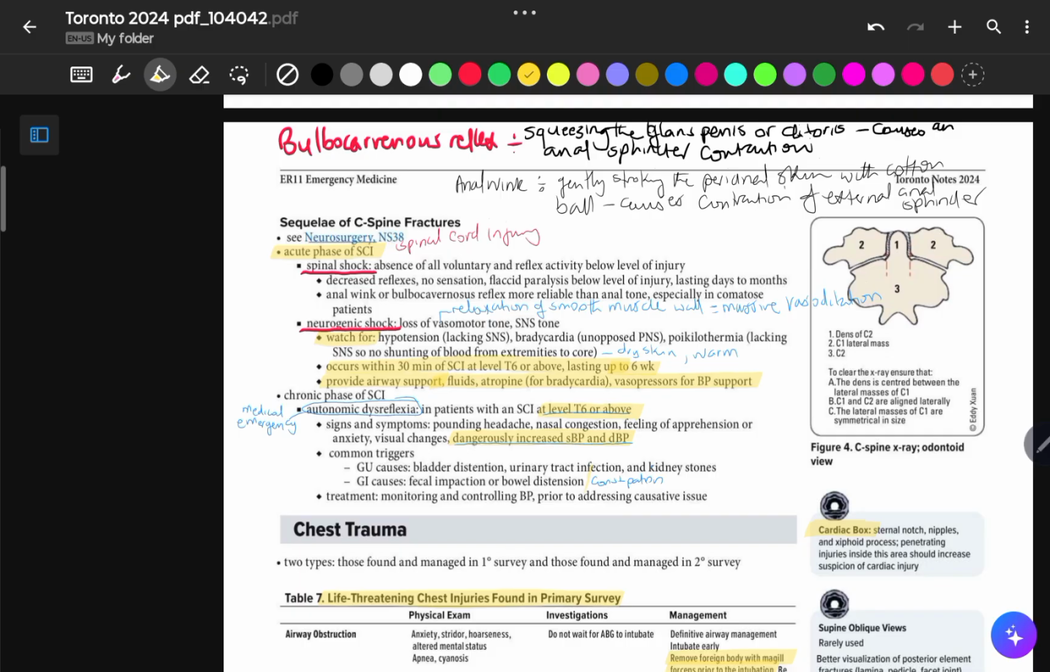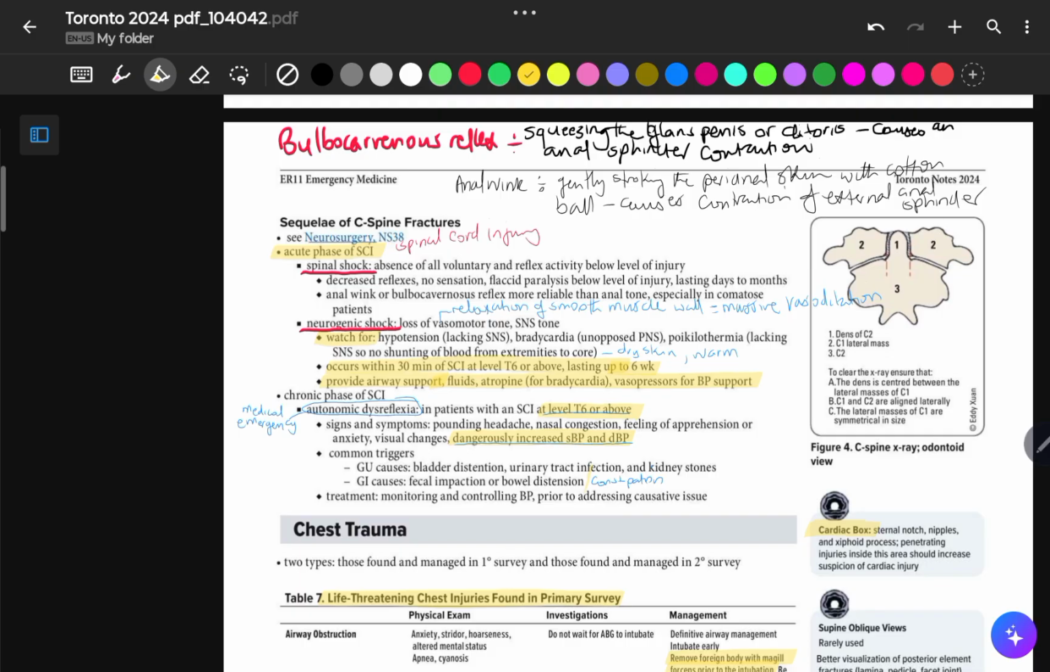So number one, what are we looking at? Chronic phase of a patient's spinal cord injury, looking at autonomic dysreflexia. This usually happens at a level of T6 and above. They're presenting with a dangerous increase in blood pressure. They have headaches, nasal congestion, visual changes. And what are usually the common triggers? Maybe their bladder is distended, if they have urinary tract infection, if they have kidney stones causing an obstruction, if they have fecal impaction, constipation, bowel distension. These are usually the triggers to autonomic dysreflexia.